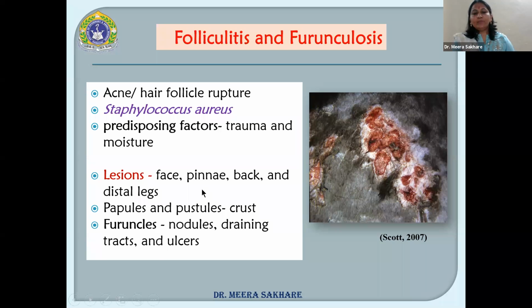And lesions are mostly on the face, ear pinna, distal leg or back side of the animal. We can see draining tracts and ulcer formation. In this photograph, we can see severe ulcerative lesions due to the rupture of the hair follicle in case of folliculitis and furunculosis. While in case of demodecosis, such severe lesions we never find. Only small pustular lesions we can see.